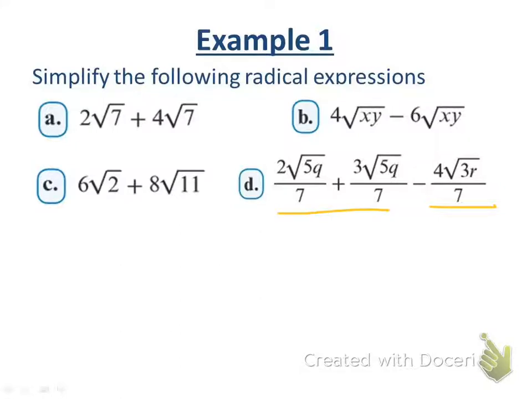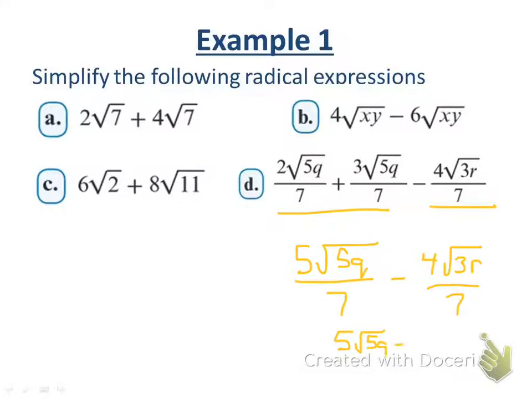These two have like radicals, so we can add 2 plus 3, 5 square roots of 5q over 7, minus 4 square roots of 3r over 7. Now you don't have to, but you could combine these into one term because they do have the same denominator. You could write it like that.